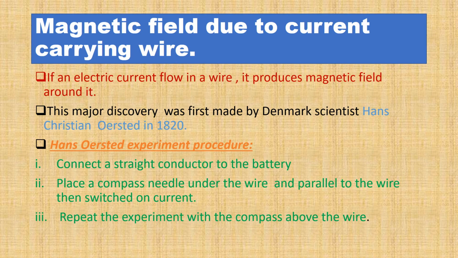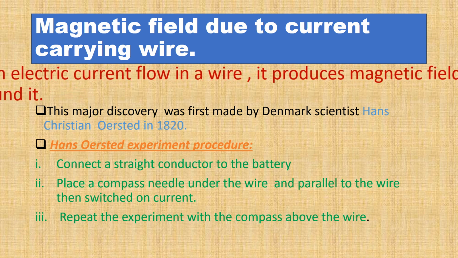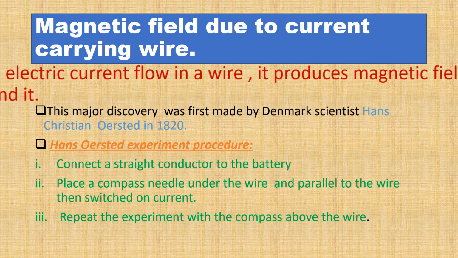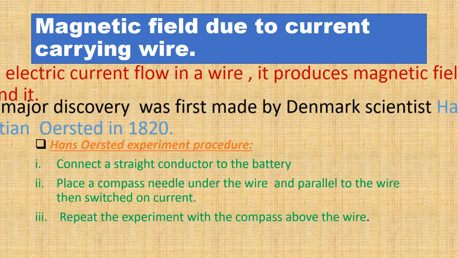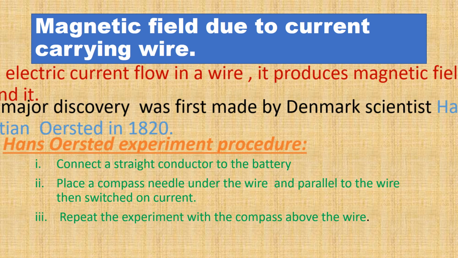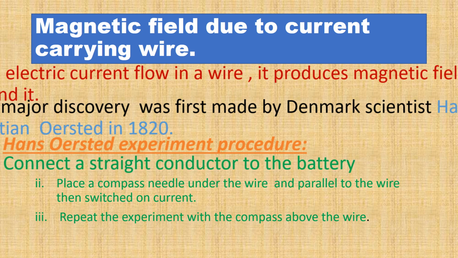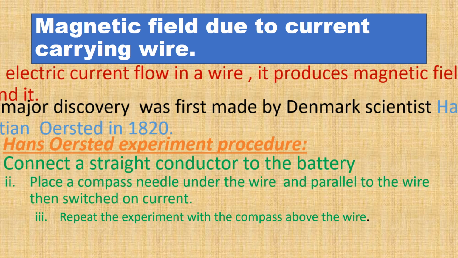Did you know this? That when current flows in a wire, it produces magnetic fields around it? If you do, then you are a genius. This major discovery was first made by the Danish scientist Hans Christian Ørsted in the year 1820.